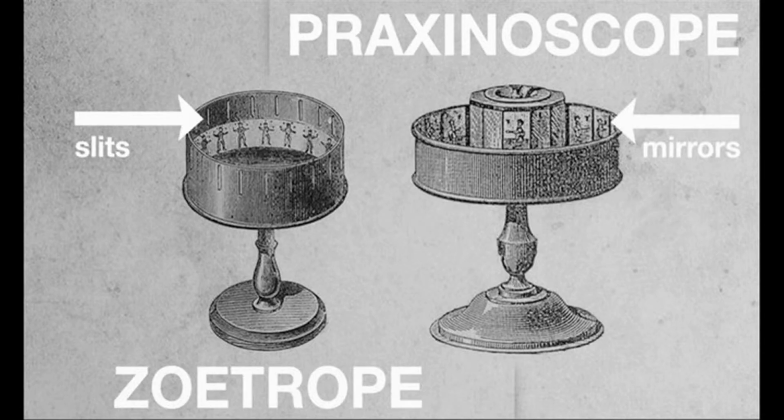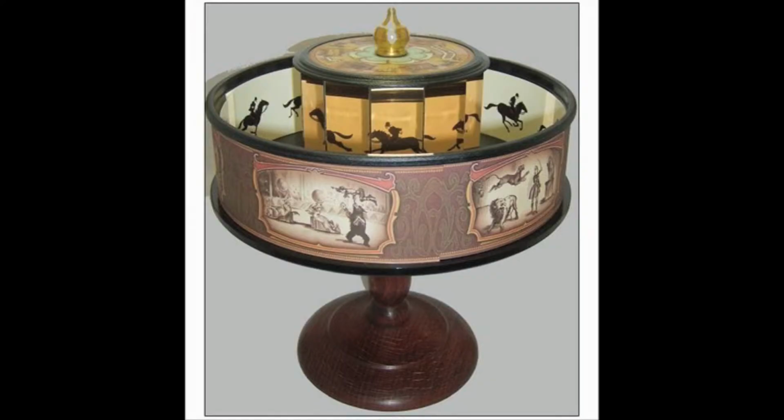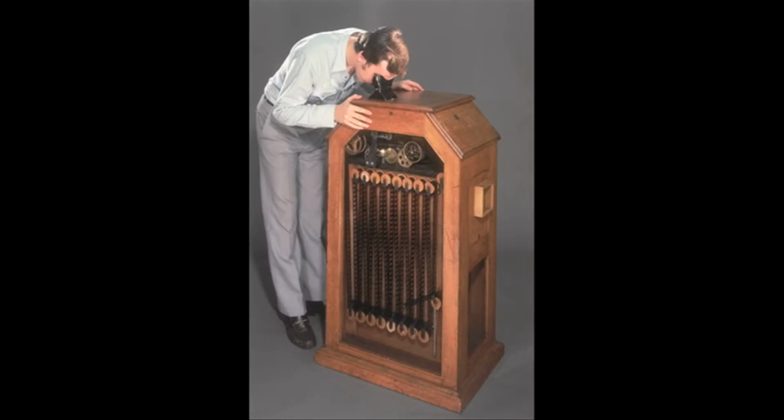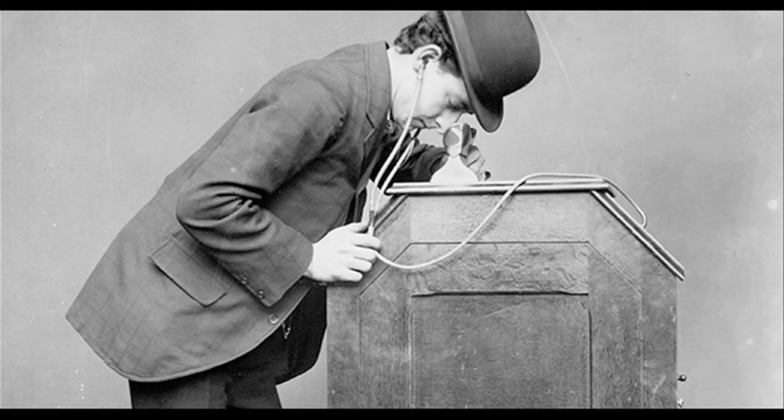The praxinoscope was invented in France in 1877 by Charles-Émile Reynaud, and it's an improved version of the zoetrope. It has a mirror in the middle which replaces the slits for brighter and less distorted pictures. Then in 1889, the kinetoscope was designed by Edward Muybridge, and it's to be viewed by one individual at a time through a hole in the top.